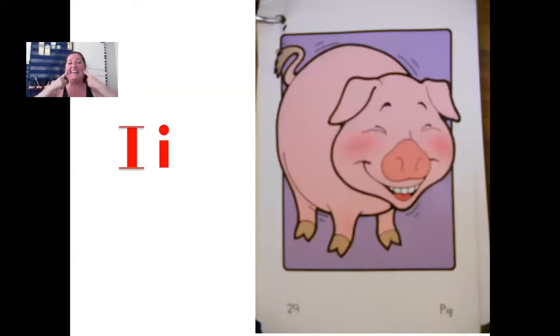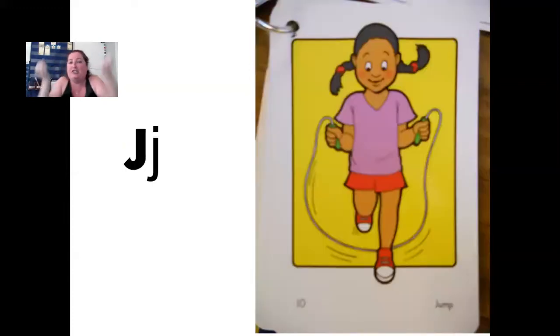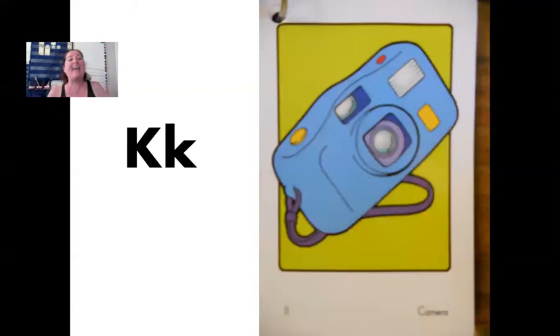I. Now, I is red too, so that means it's a vowel. 2 sounds. So it is the short sound and I is the long sound. All right, here's J. J, J, J, J, J. K. L.